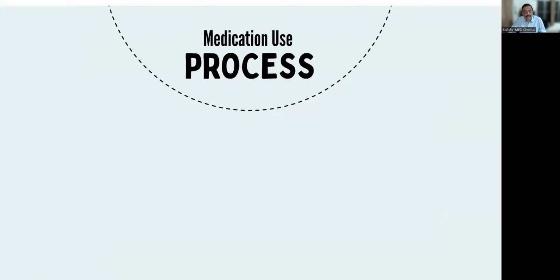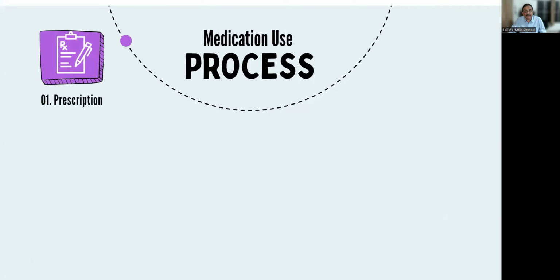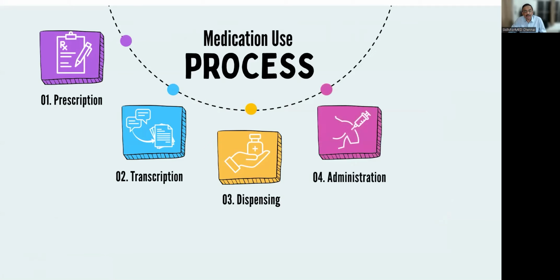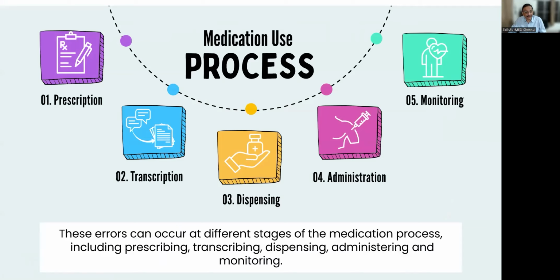Now, if you look at the medication use process, it starts with the prescription. The doctor gives the prescription. Then in some places, because the doctors don't directly write it in the order sheet, it is transcribed by some other person, and mistakes can happen. The third is dispensing, which happens in the pharmacy. And fourth is administration, mostly done by the nurses. And fifth is monitoring after the administration. So in all these 5 steps, errors can happen.